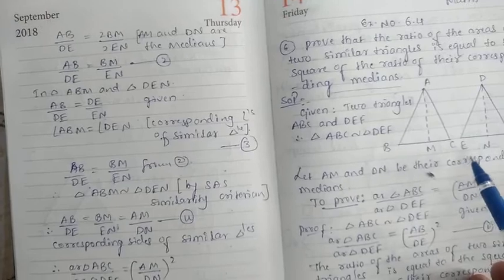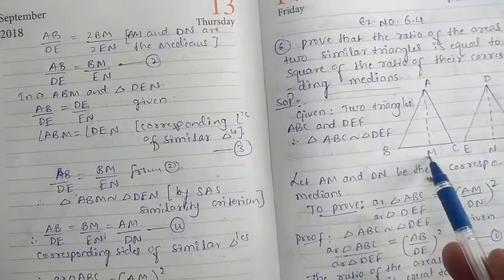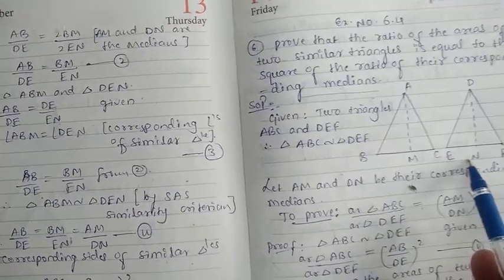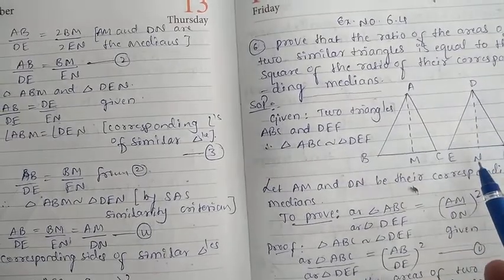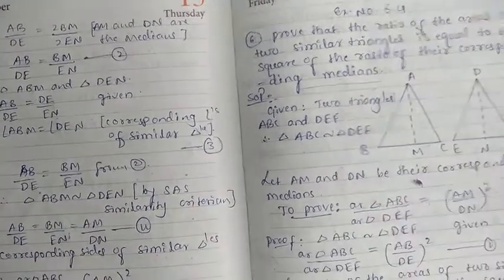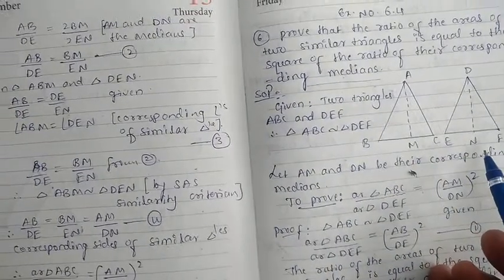So see here next, BC divided by EF. M is the midpoint of BC and N is the midpoint of EF, because they have given that AM and DN are the medians. Median means it divides the side into two equal parts. So M is the midpoint of BC, and N is the midpoint of EF.